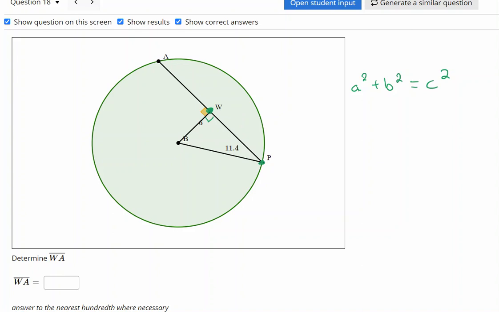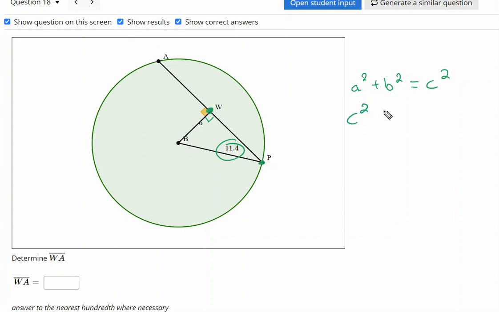But careful on this one, though, because if you just started typing in 11 squared plus 6 squared is equal to C squared, that's not going to turn out right. Why wouldn't that turn out right if I went 11 squared plus 6 squared is equal to C squared? I already have C, right? The 11.4 is my C. So this becomes a little different.